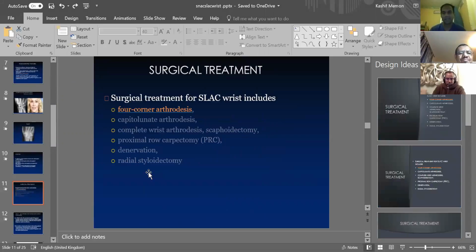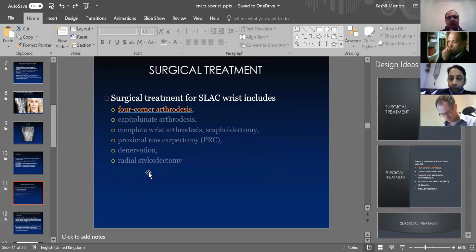So broadly, the treatment options are either do nothing, or you can start with conservative measures with wrist splintage, and then you can give injections. You can go for denervation to start with, and then further options are either radial styloidectomy in stage 1, and then you can progress to limited carpal fusion or four-corner arthrodesis. That depends on the stage of the disease itself.